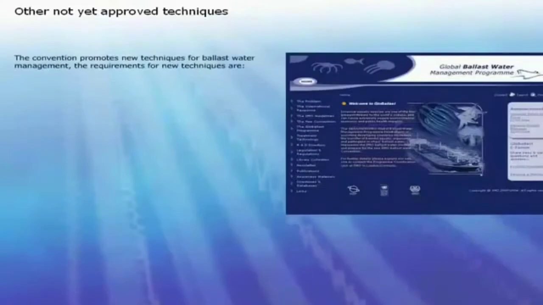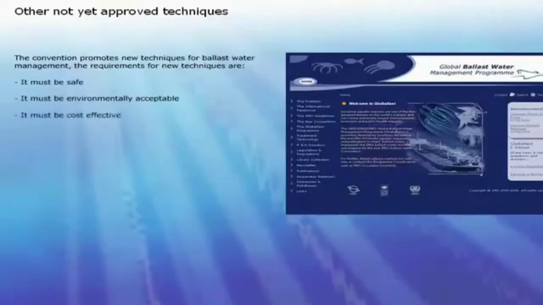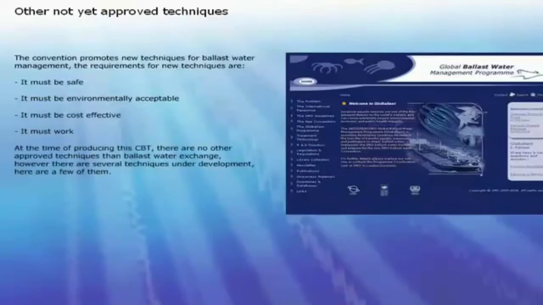The Convention promotes new techniques for ballast water management. The requirements for new techniques are: it must be safe, it must be environmentally acceptable, it must be cost-effective, it must work. At the time of producing this CBT, there are no other approved techniques than ballast water exchange.